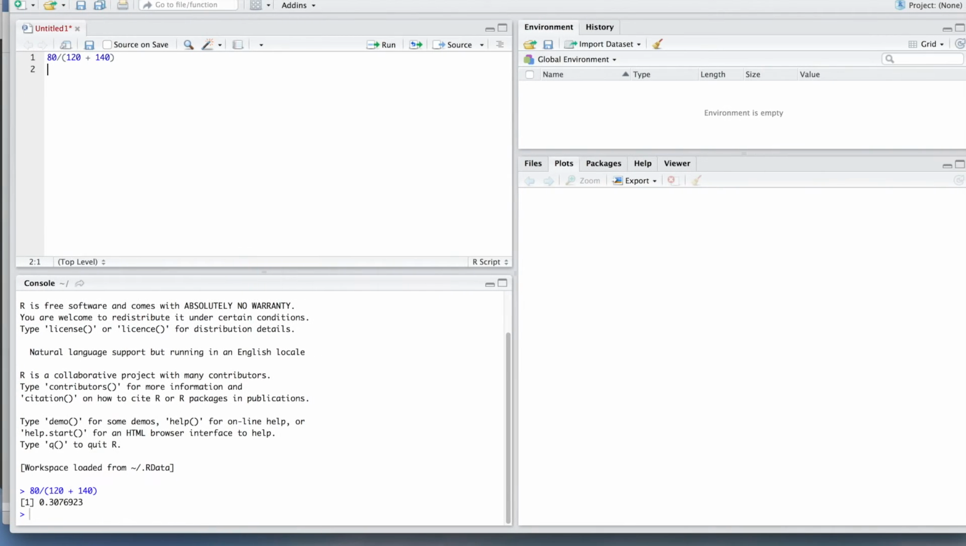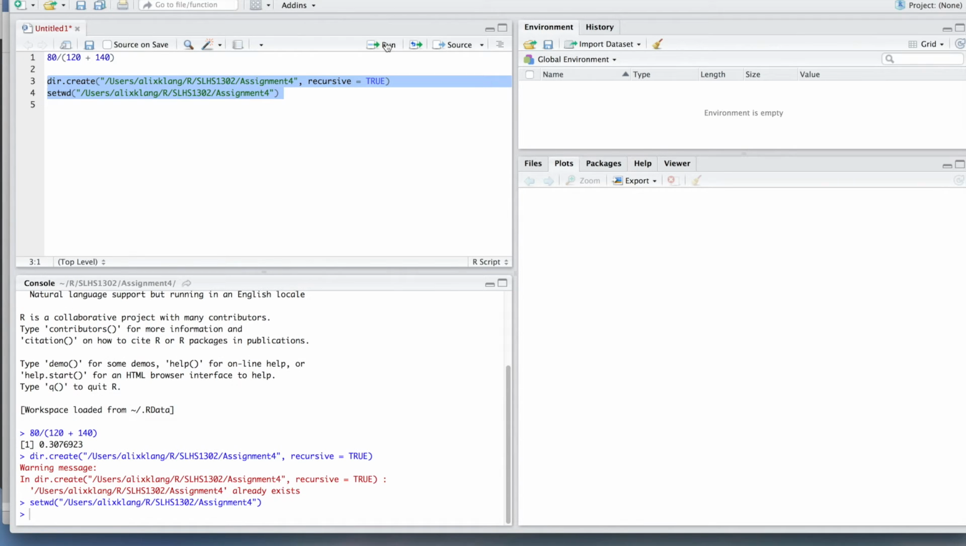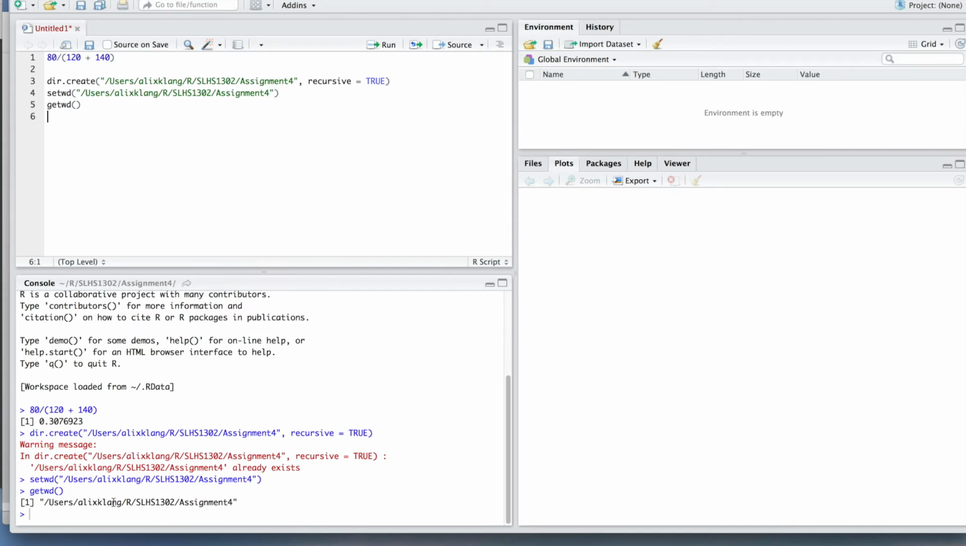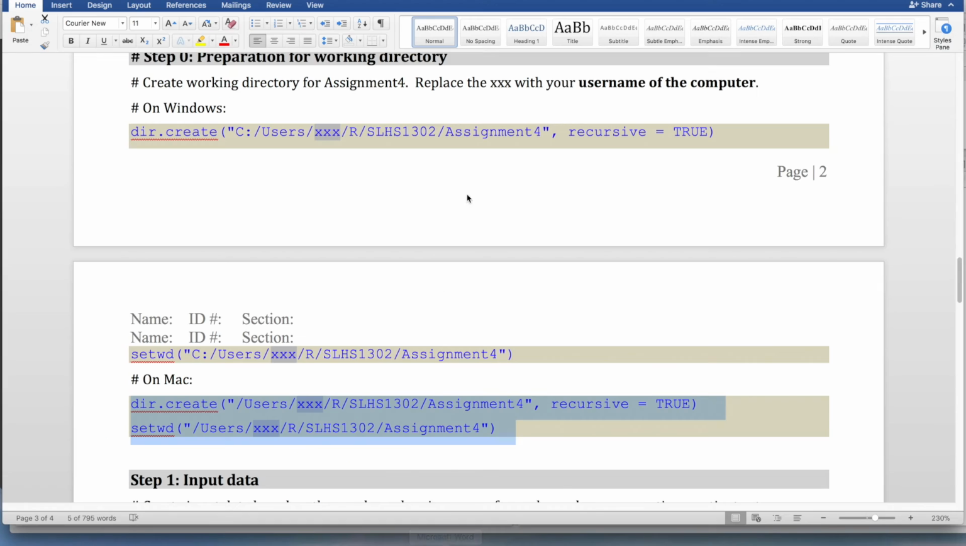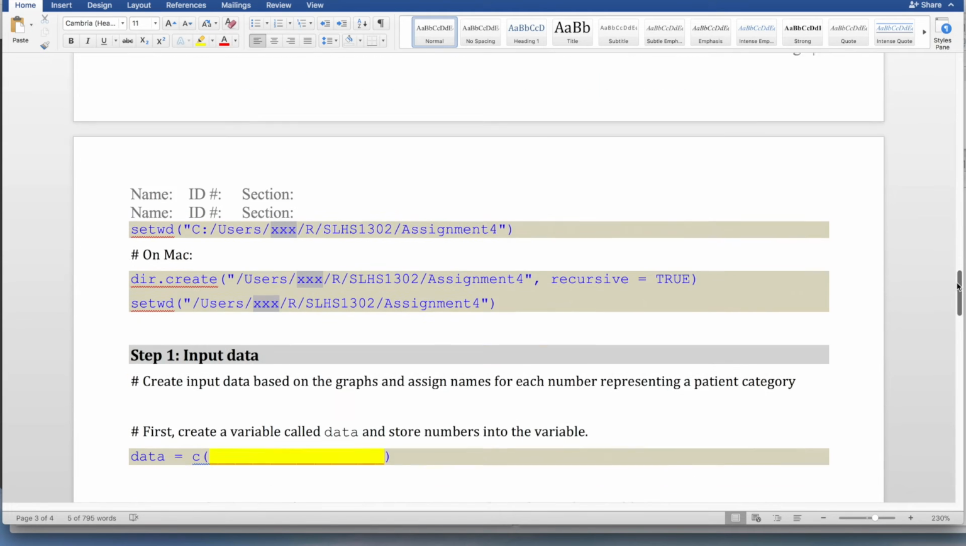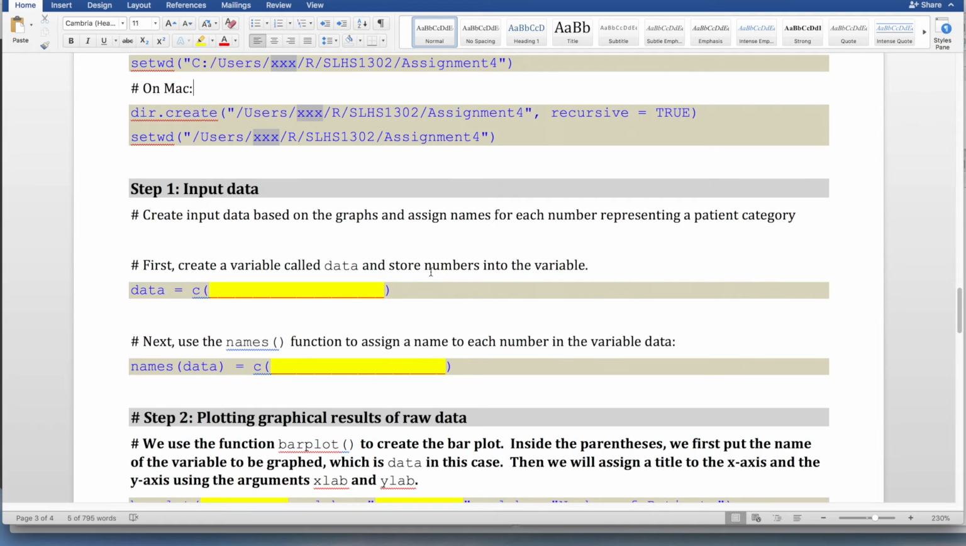You'll paste them into R, replace the X's with your username, and then run those lines. And then I'm getting an error because I've already created this folder before. And then if we wanted to make sure that we're in this working directory currently, we would run get working directory, run that line, and then it shows us the directory we're in. So it shows us the assignment 4. All right, so now that you've created the directory, you can move on to step 1, which includes inputting the data.